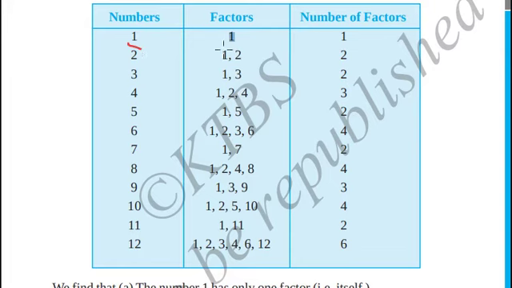For one, factor is 1 itself. Number of factors is 1 since there is only one factor for number 1. For 2, factors are 1 and 2 itself. Number of factors are 2. For 6, factors are 1, 2, 3 and 6. Total number of factors are 4.